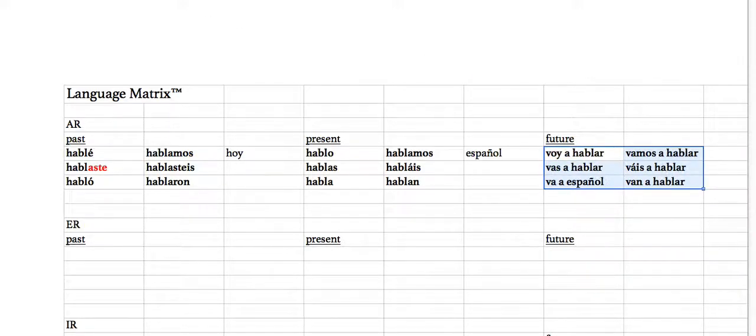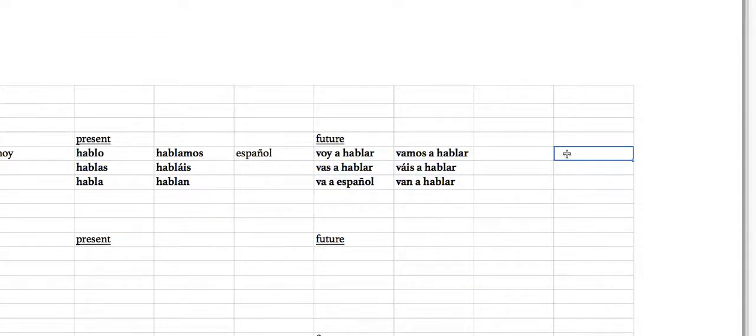Okay, so there's your model. There's tons of verbs that work this way, right? So we've just used hablar, but you could use estudiar, study. Tomar means to drink.